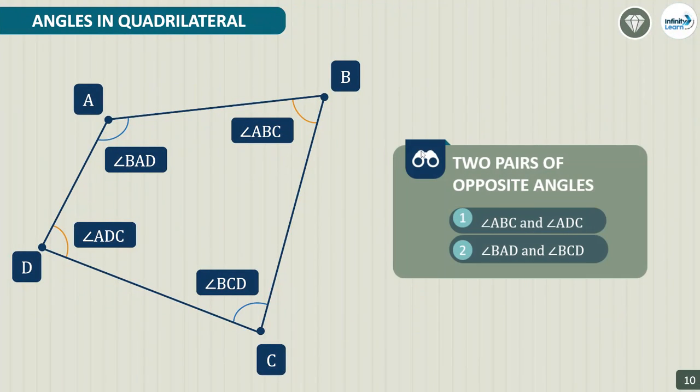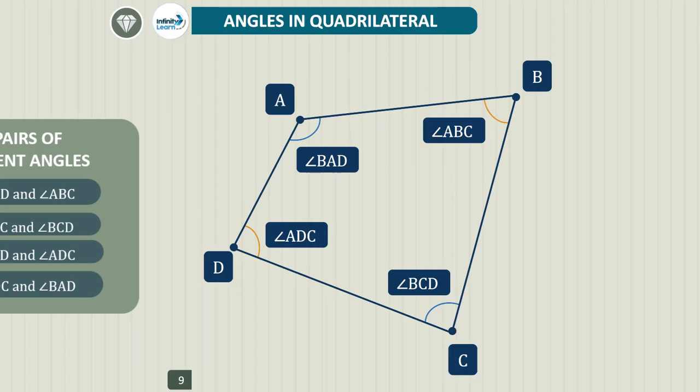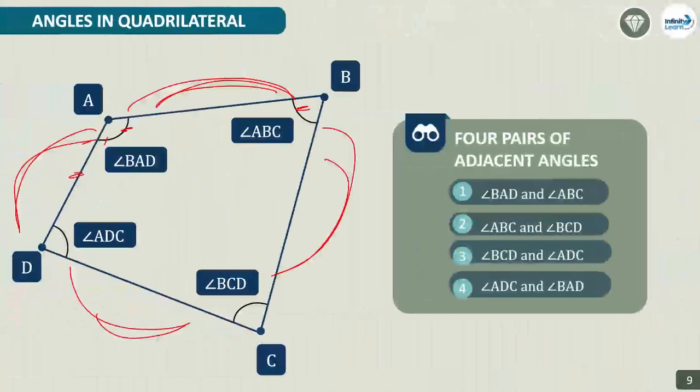Now, opposite angles. These are opposite pairs of angles. BAD is opposite to BCD and ADC is opposite to ABC. Clear? Adjacent angles and opposite angles are clear to each and everyone? Yes or no? Okay. Opposite angles are those facing each other, and adjacent angles are on the same line. Angles formed on one line are known as adjacent angles.